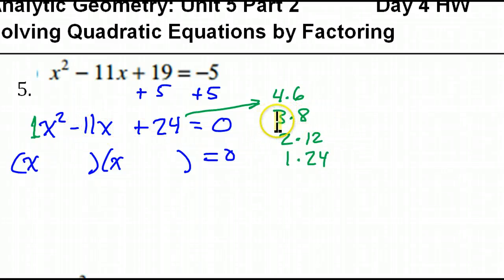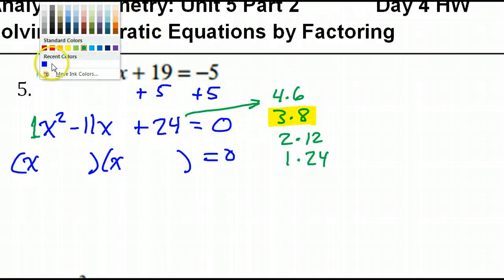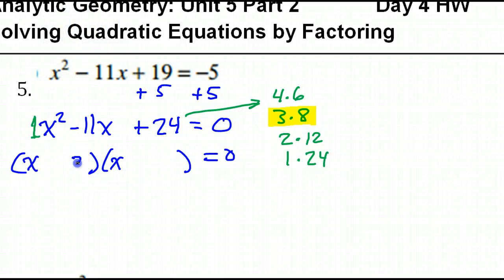With the 3 and the 8, if I add them, I get 11. Alright, if I subtract, I get 5. But if I add them, I get 11. So this is the only one of these pairs that will make 11. Again, I can only think like this when the leading coefficient is 1. If this was a 2 or a 3 or something, I have to stick with inner plus outer equals middle. But for right now, let's use the shortcuts that we can. So 3 times 8 is the way to go.